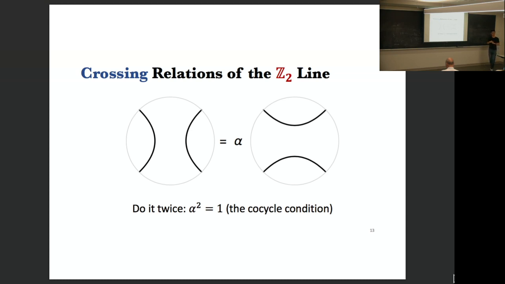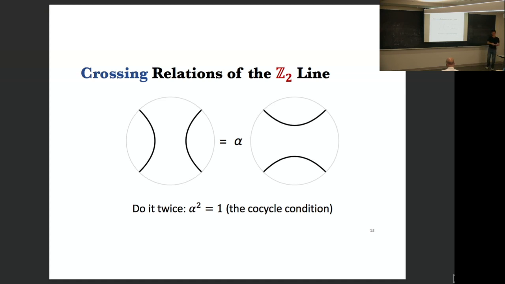Now, if I further assume my 1+1D field theory has a unique identity operator, then the Hilbert space for such a state is one-dimensional. And therefore, we are preparing two linearly dependent states on the left versus on the right. And therefore, they can at most differ by a constant.